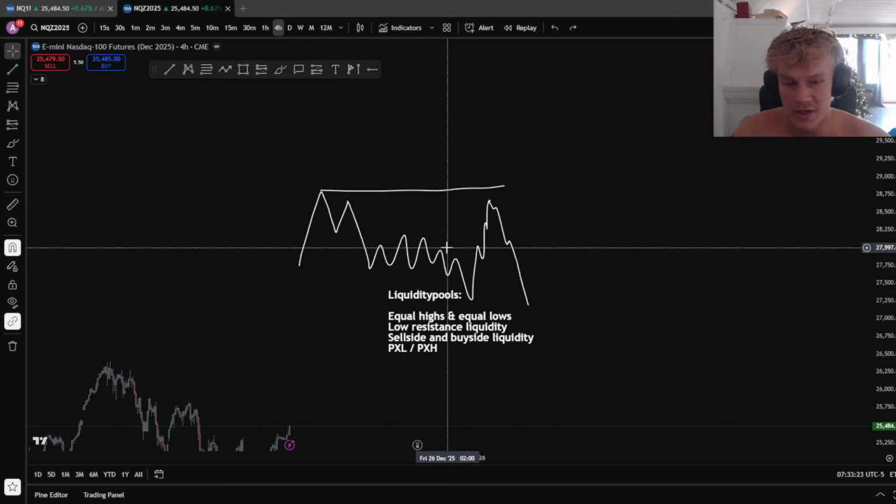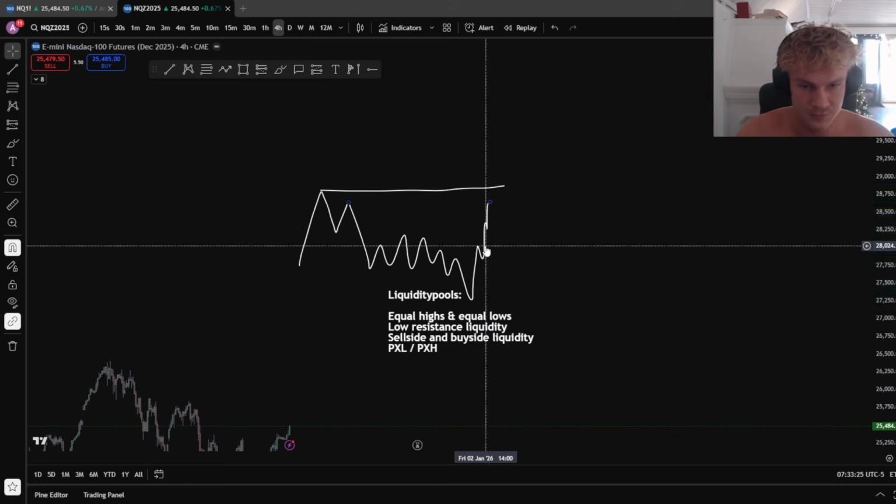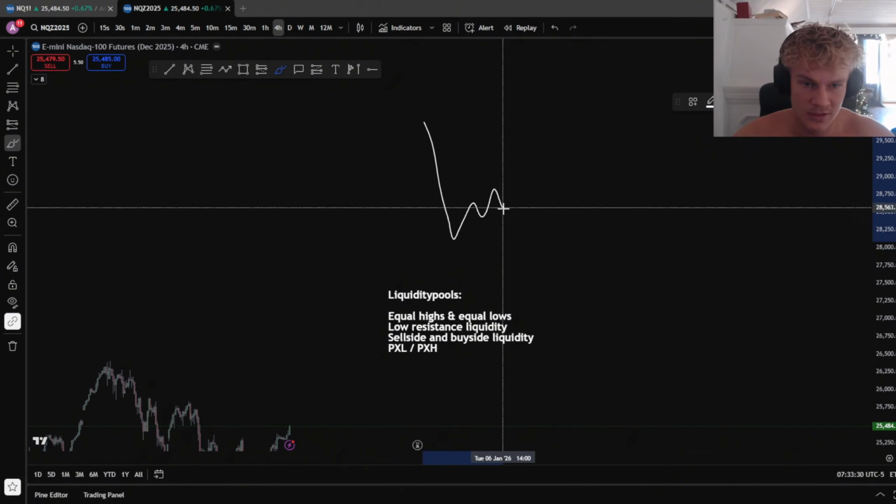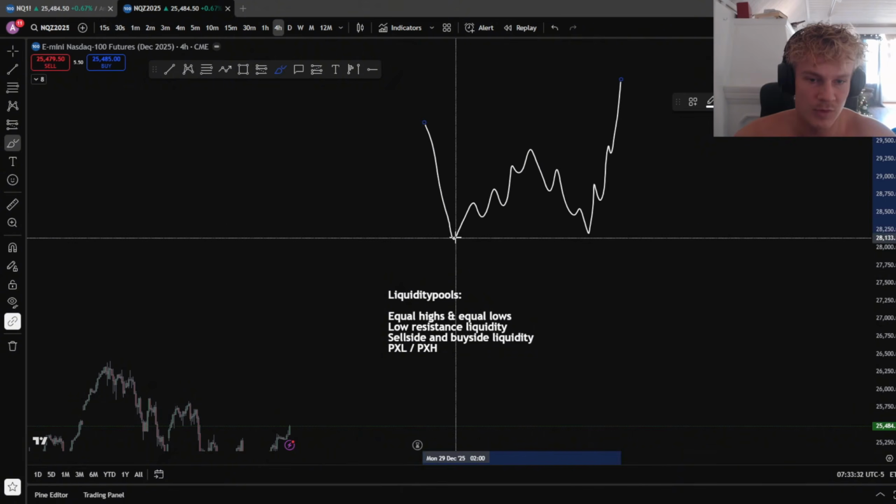Same thing being the other way around. For equal lows, it would just look something like, well, this, where we have these equal lows.